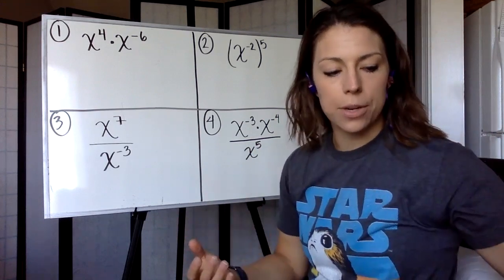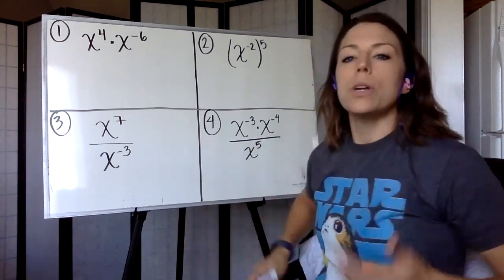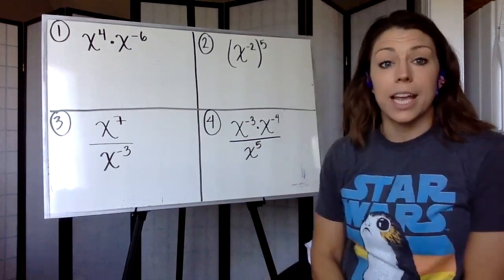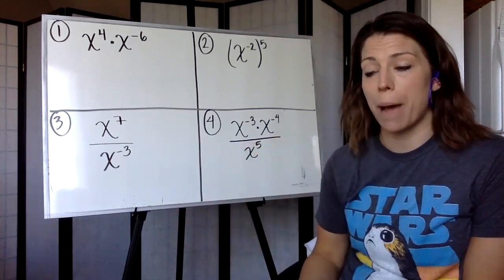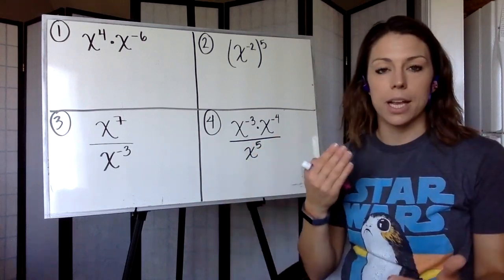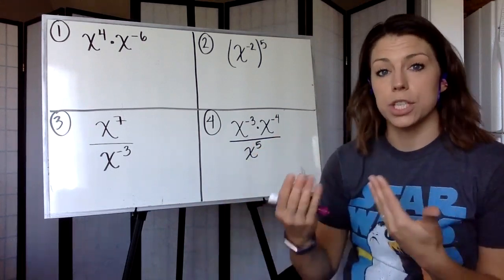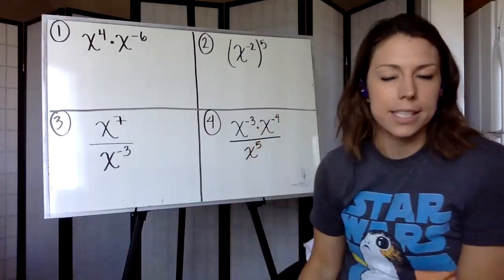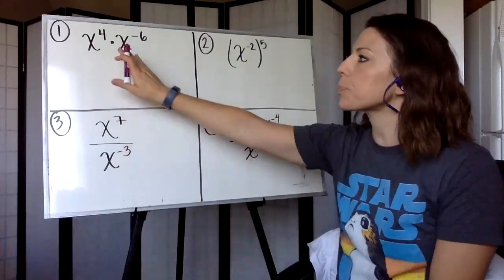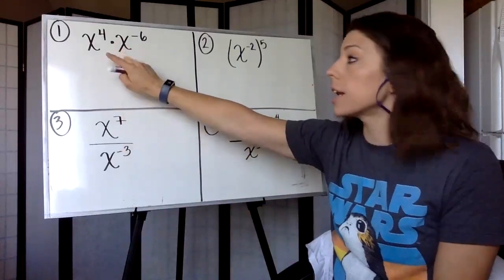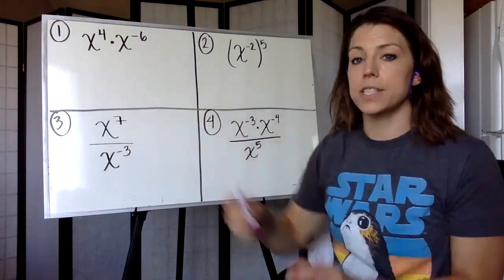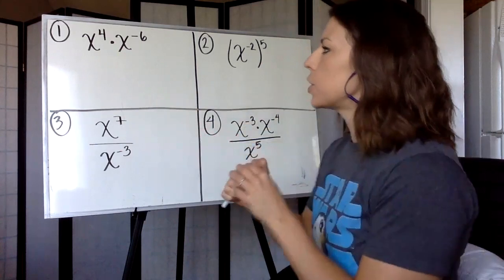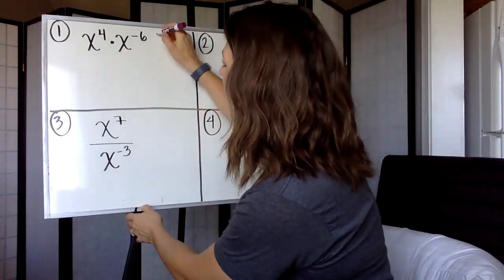The first thing that we're going to do is identify which of the 4 properties we're looking at here. Is it a product of powers, a quotient of powers, or a power of powers? Based on that property, it will teach us what we can actually do, what the so-called shortcut is that we can do with the exponents. So number 1, is this a product, a quotient, or a power? Well, I see a multiplication sign right there, which leads me to know that this is a product of powers.